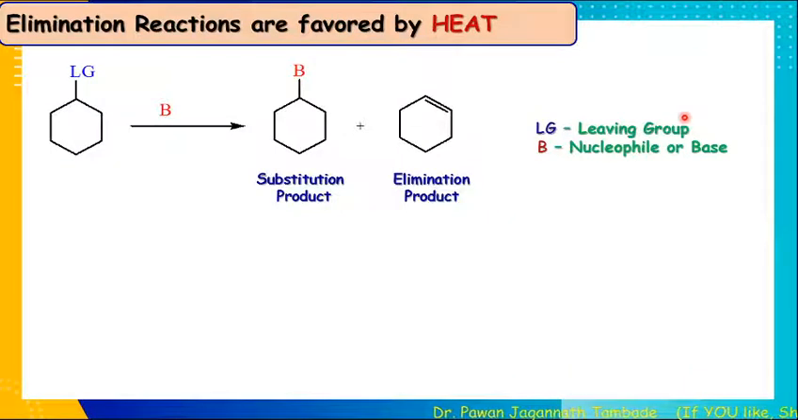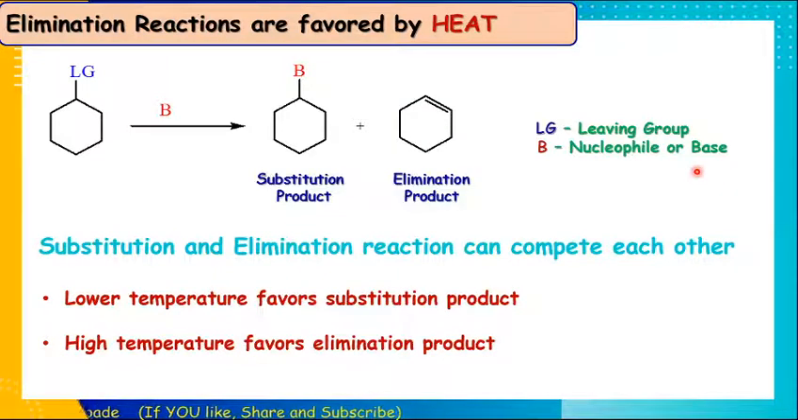In this reaction, this Lg is the leaving group and this B is nothing but the nucleophile or base. In case of nucleophilic substitution reaction, B is acting as a nucleophile, and in case of elimination reaction, it is acting as a base. So substitution and elimination reactions can compete with each other, but we need to remember that at lower temperature the substitution product is favored and at higher temperature the elimination product is favored. So this is how we can find out whether the reaction is going to give substitution product or elimination product as a major product.